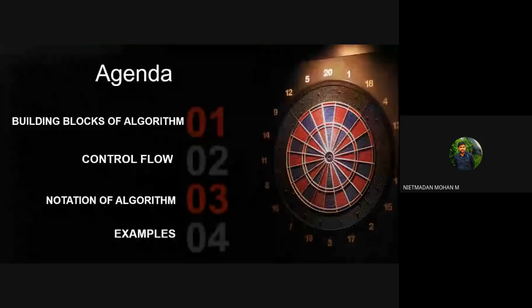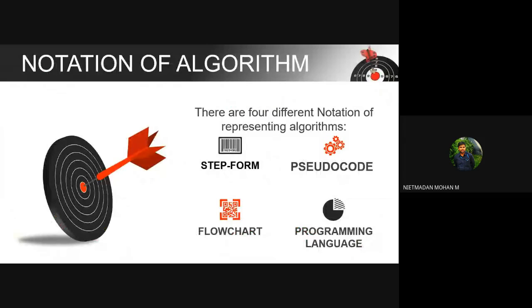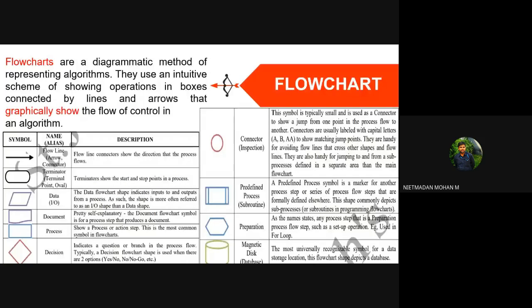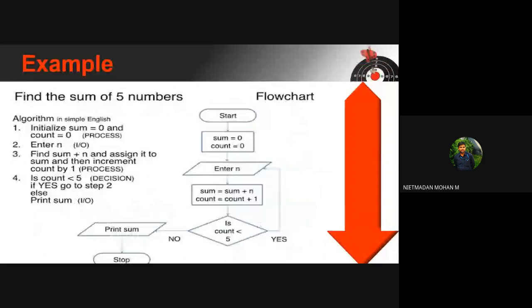So today we have discussed the building blocks of an algorithm and control flows, what the control flows are in an algorithm, the notations of an algorithm, and some examples related to pseudocodes and flowcharts, right?